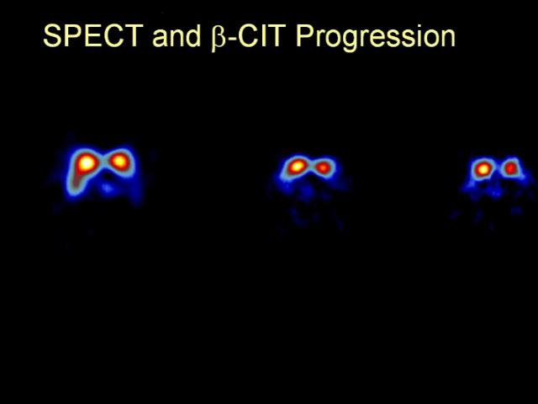So this is sort of a representation from the left here, early Parkinson's disease. You can see there's some decrease, particularly posteriorly, in uptake of this ligand. And as we go further to the right, you see there's progressive loss bilaterally, and that loss remains asymmetric through the course of the disease.